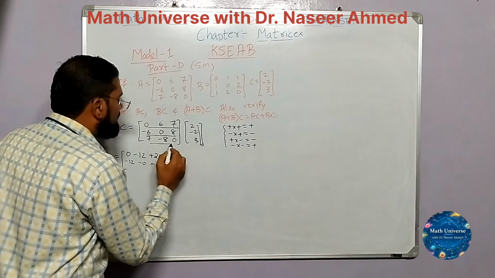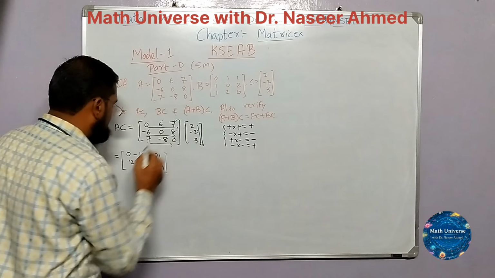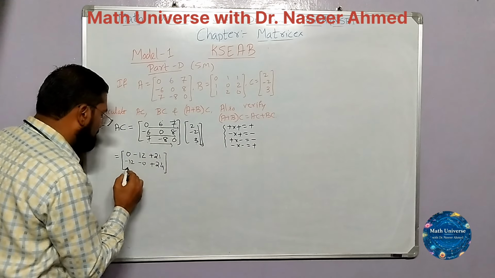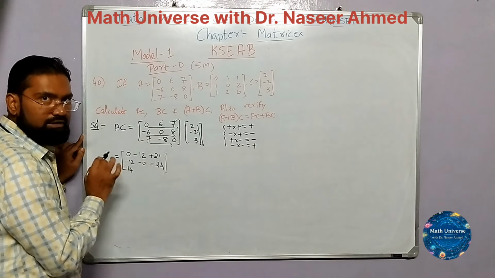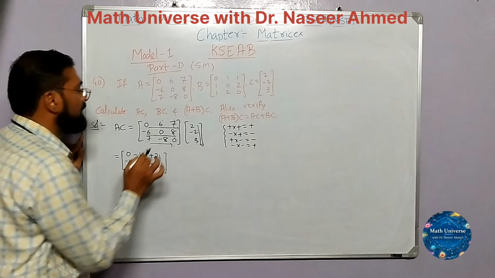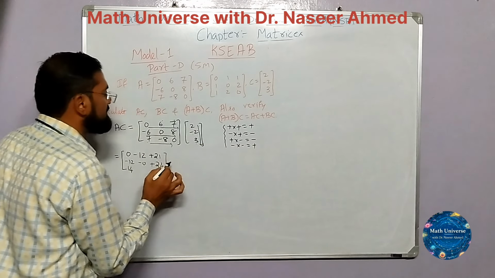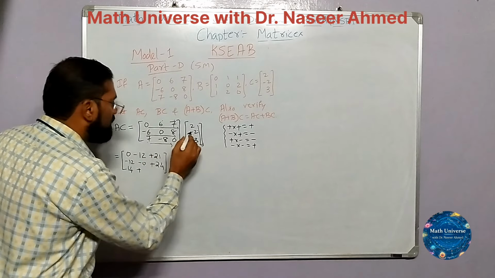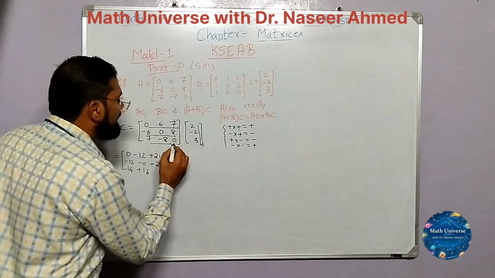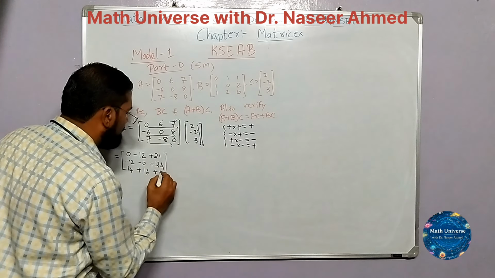Now comes the third row. Plus into plus is plus. 7 into 2 will be 14. So we know that whenever we don't mention the sign, it is understood it is positive for a non-zero number. Minus into minus will be plus. 8 2s are 16. 0 into plus 3 will be 0.